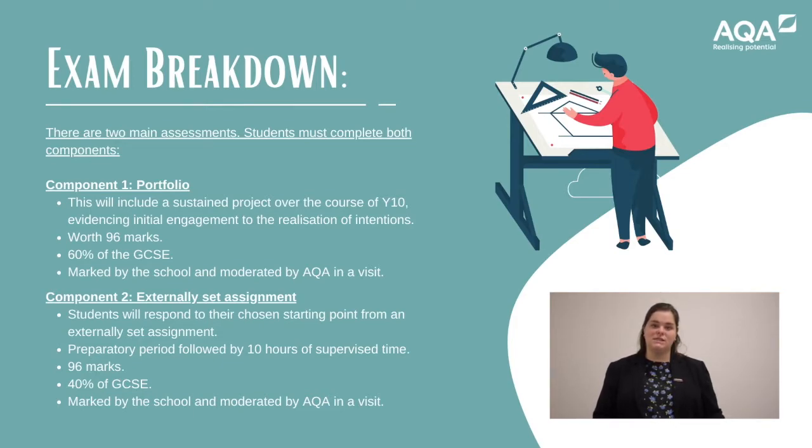Component 2 is an externally set assignment. So you'll respond to a chosen starting point that will be given to you by the exam board, and then you'll be able to develop your work and your ideas from this. You'll have a prep period in which you'll be working on your work, and then 10 hours of supervised time to be able to create your final outcome. This again is worth 96 marks, but it's just 40% of your GCSE this time. And again, this will be marked by your teachers in school and then moderated by AQA externally, so they'll check that we've given you fair marks.